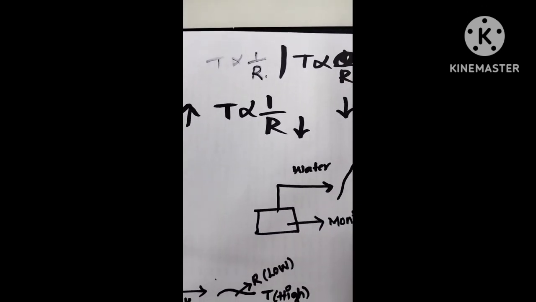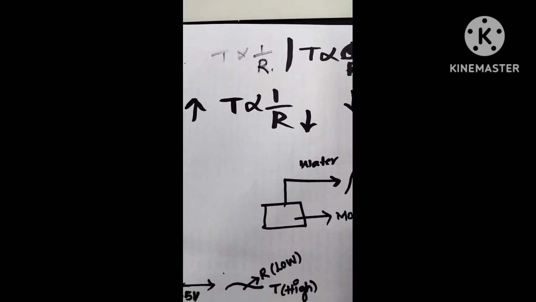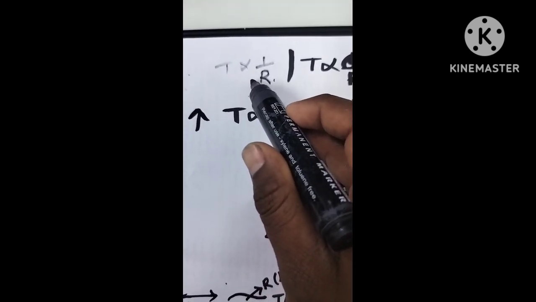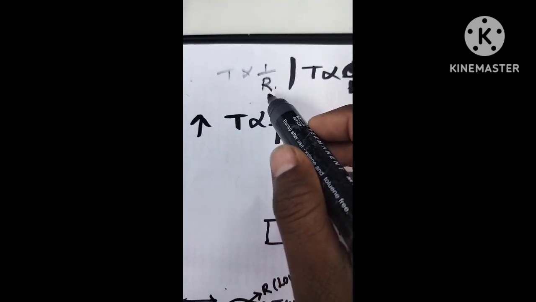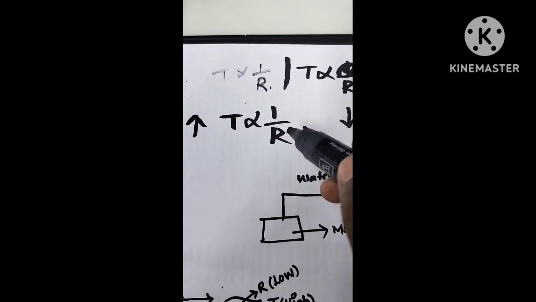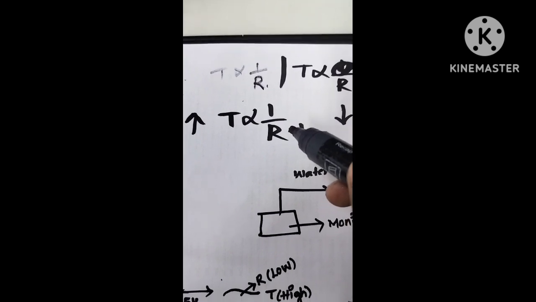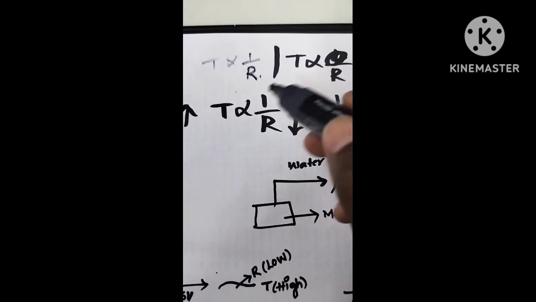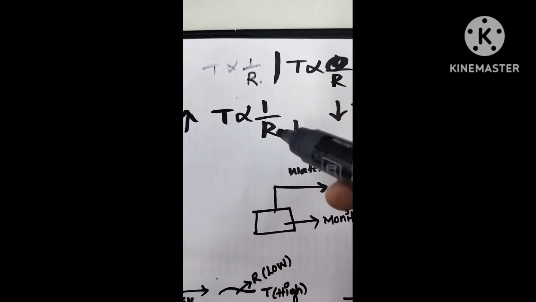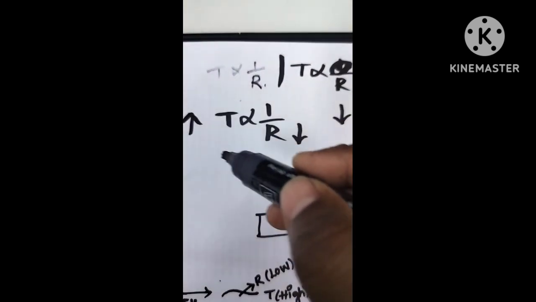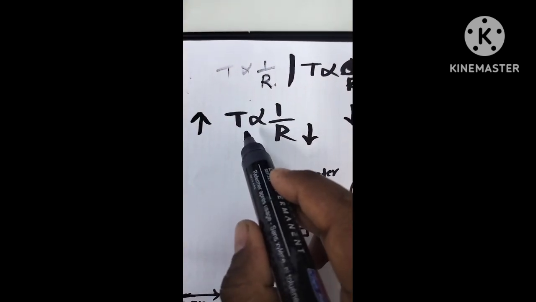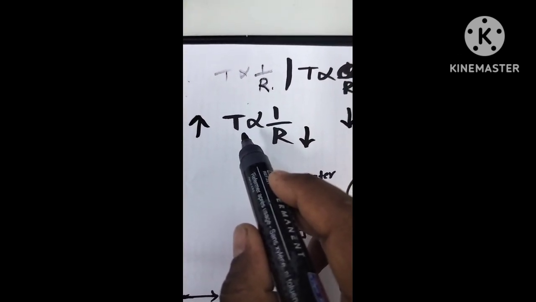In the whole automobile field, temperature sensors work upon this principle: temperature and resistance is inversely proportional. Why we are talking about resistance, you will understand later, because you will understand what role this resistance plays when the temperature is increasing or decreasing. So every automobile sensor works upon this principle, and we need to understand this one.